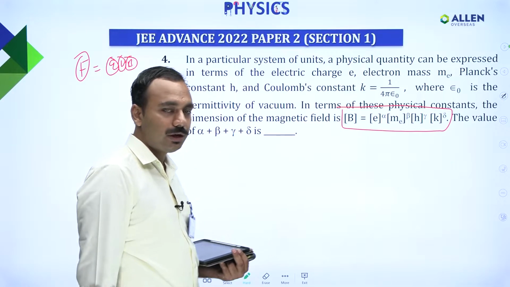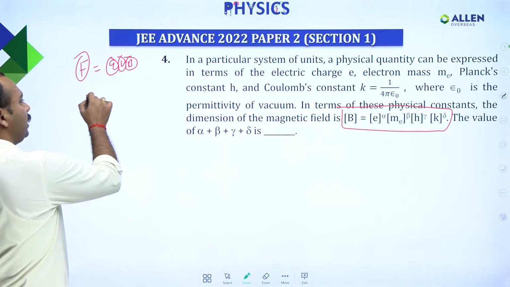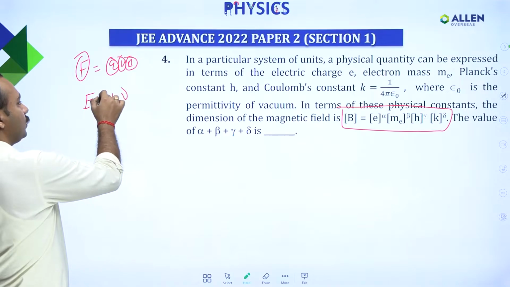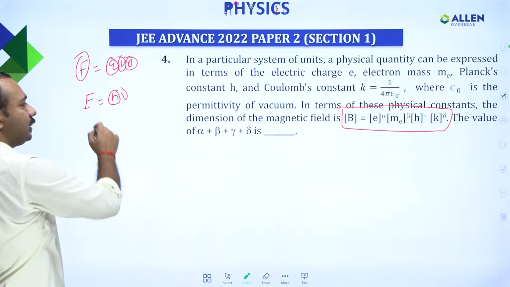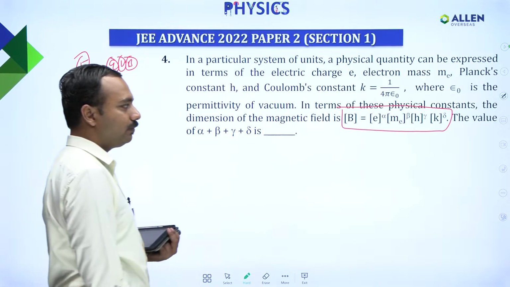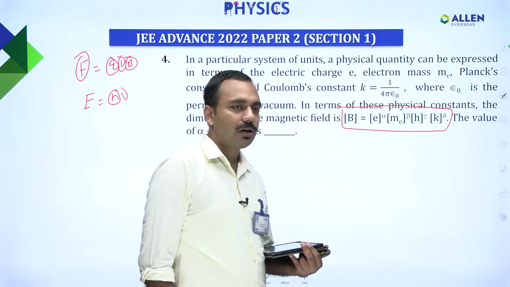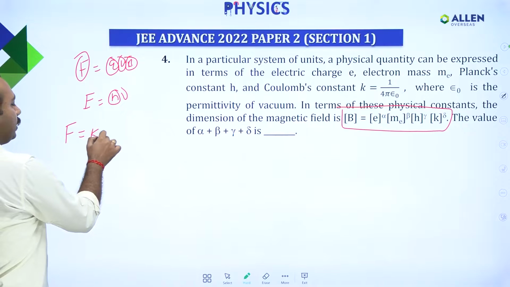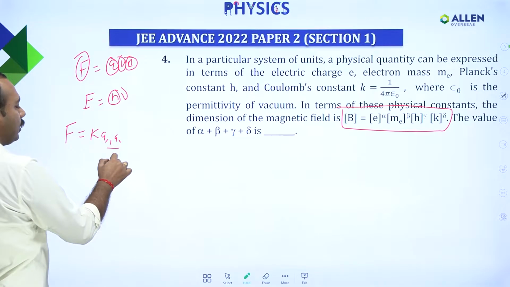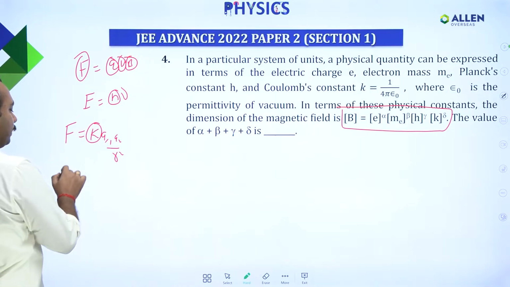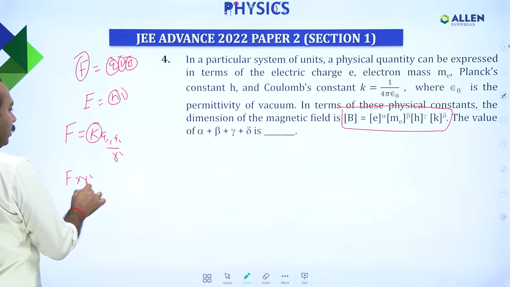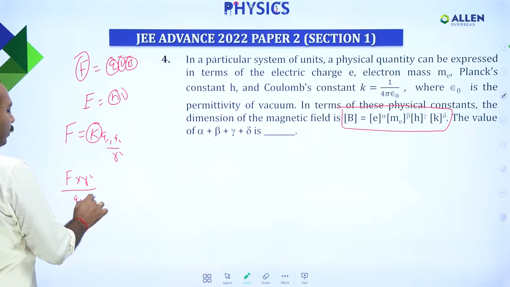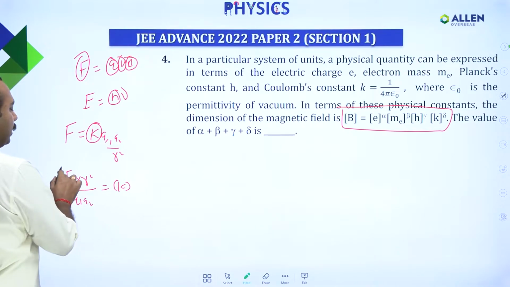Planck's constant: how do we calculate its dimension? From the easy formula E equals h nu. So h is Planck's constant, nu is the frequency, and E is the energy. We know the energy and frequency, so we can calculate h. How do we calculate the K dimension? Easy part. We know the formula F equals K Q1 Q2 by r square. This K we can write as force into r square by Q1 into Q2. That's how we calculate the dimension of K.